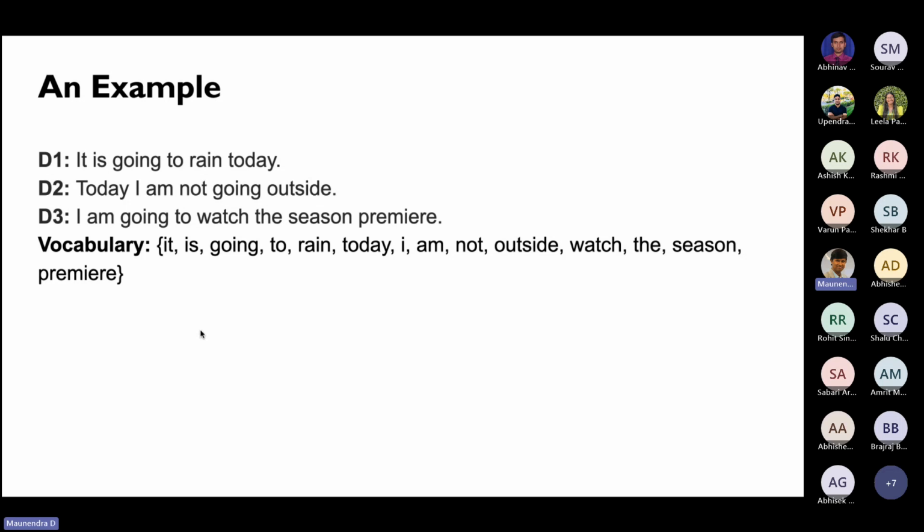So at the very beginning, we need to process the inputs before we get the representation. Now, one important part of that processing is to extract the individual words which are appearing in those documents. So it's very easy to see that the first document has the words: it, is, going, to, rain, today. So these 6 different words are there. And the second document similarly has some words and so on.